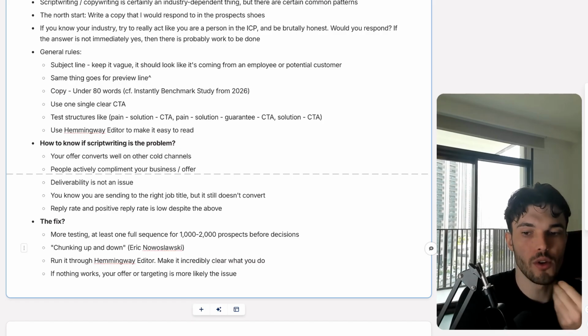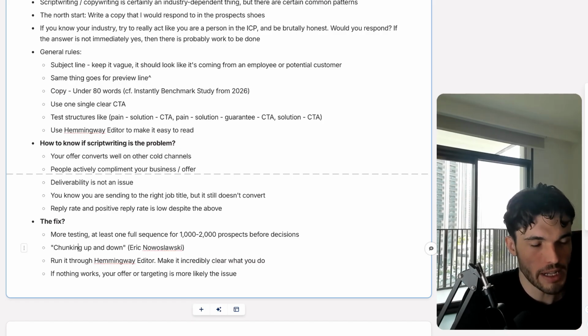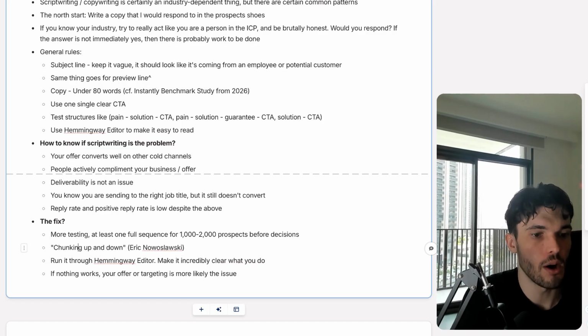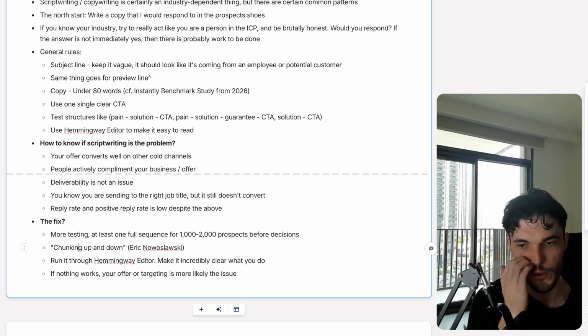And so what you want to do is what's called chunking down. So you focus more on the features and test that, and then you really only focus on benefits and see how that performs versus only focusing on features. This is a great way of also testing your messaging. That's going to be very helpful for you.